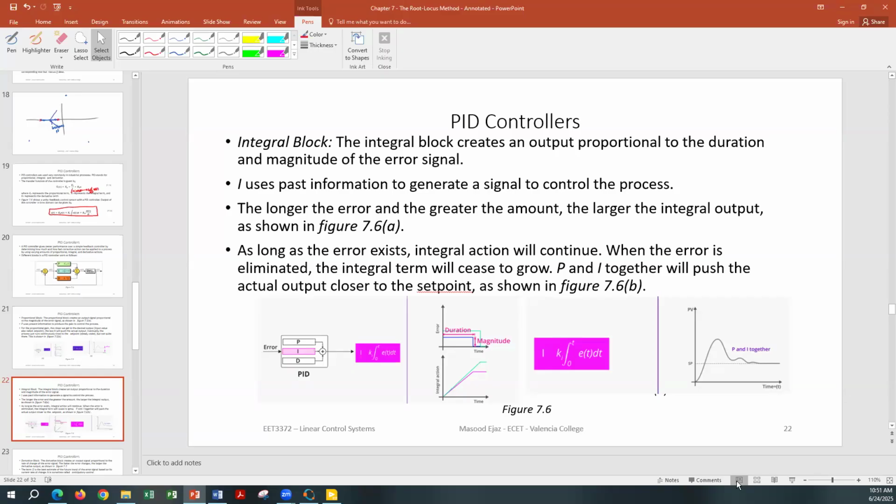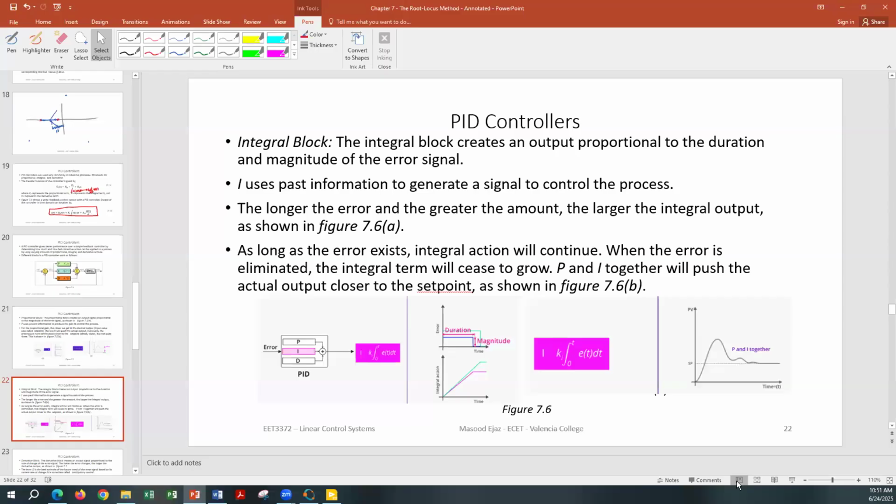In the time domain, I uses past information to generate a signal to control the process. The longer the error and the greater the amount, the larger the integral output, as shown in 7.6a. As long as the error exists, integral action will continue. When the error is eliminated, the integral term will cease to grow.